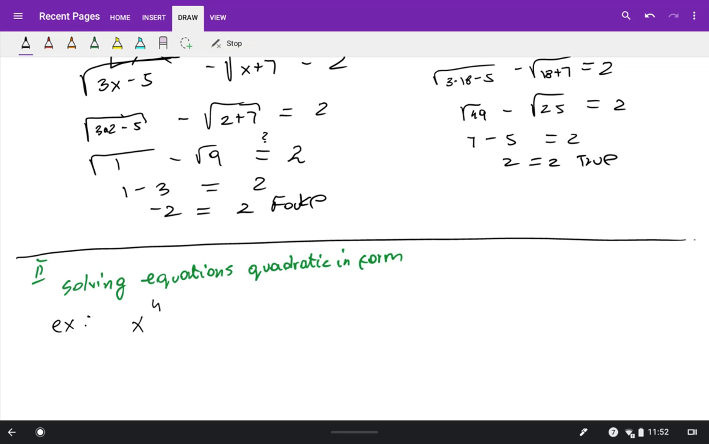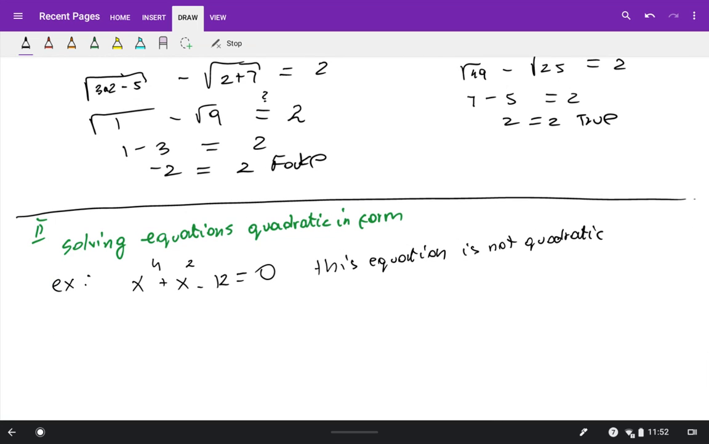x to the power of 4 plus x squared minus 12 equals 0. So this equation is not quadratic. It's a polynomial equation of degree 4 because the highest exponent of variable x is 4. So this equation is not quadratic, okay?